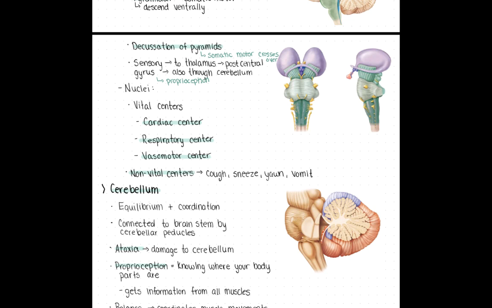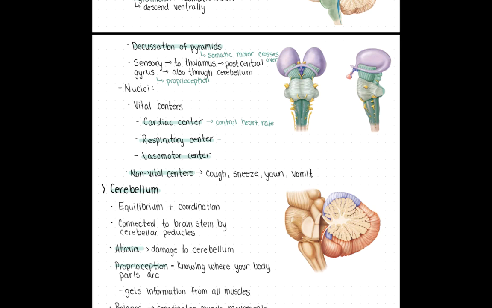We have the cardiac center. This cardiac center helps to control heart rate. It sets the normal baseline heart rate, and then we know that your autonomic nervous system can act on that to elevate your heart rate or slow it down. But it's set by this cardiac center. And then we have our respiratory center.